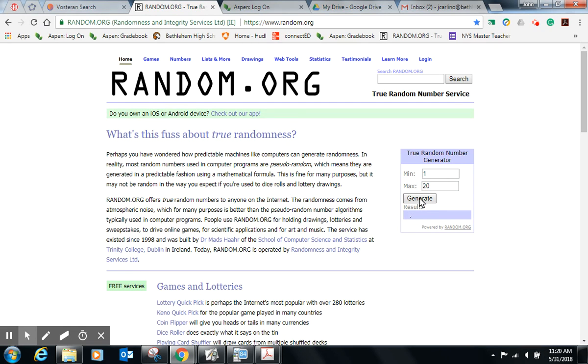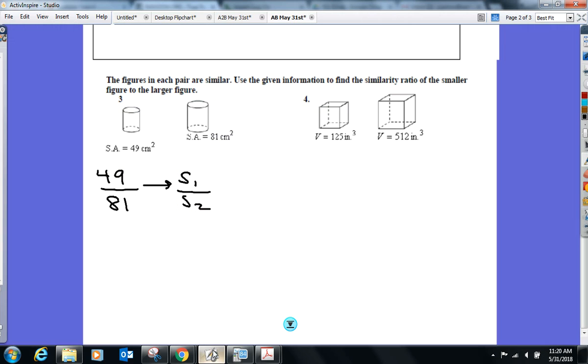How can I use that info? Here we go. Square root them. Yes, I'm going to square root them. So the similarity ratio will be 7 over 9.